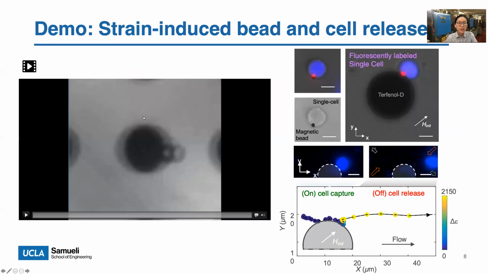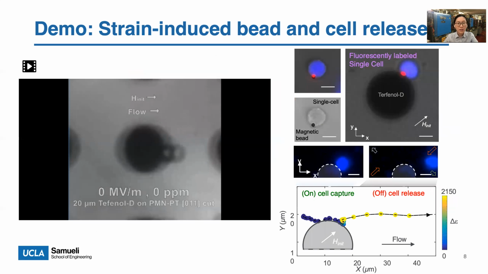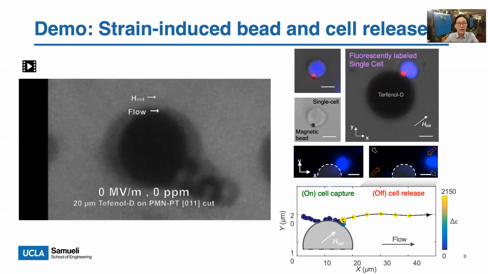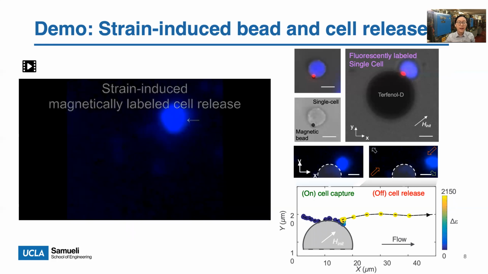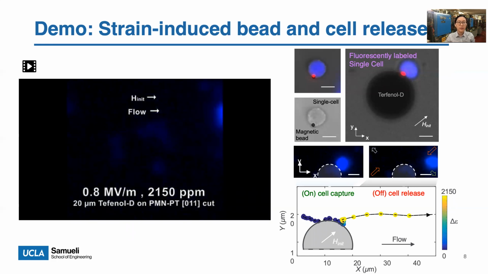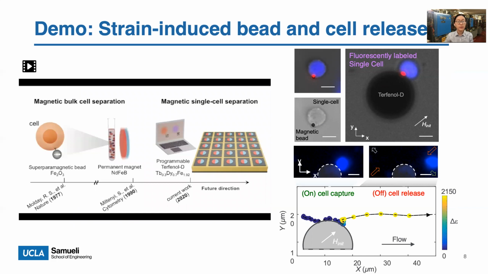So next, we would attach magnetic beads to single cells and track the cell behavior. This video here shows strain-induced bead and cell release from the Terfenol-D disks, where we would place the bead at a different orientation compared to the flow direction, and see how the bead as well as the cell would release. So here in the bottom right figure, individually magnetically labeled single cells can be released from the Terfenol-D to the outlet of the microchannel.